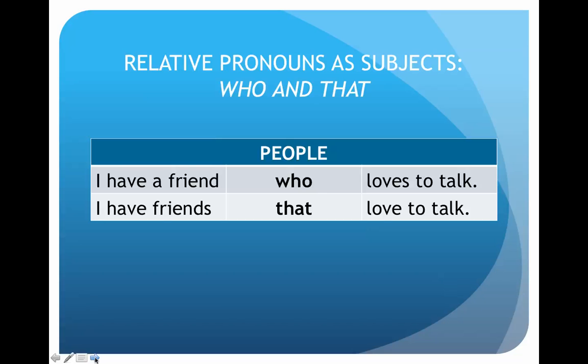Okay, now when I'm embedding a sentence about a person, I use who or I can use that. I have a friend who loves to talk. I have friends who love to talk. And who and that are interchangeable in this situation. Doesn't matter which ones you use.